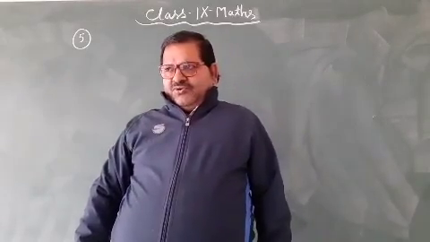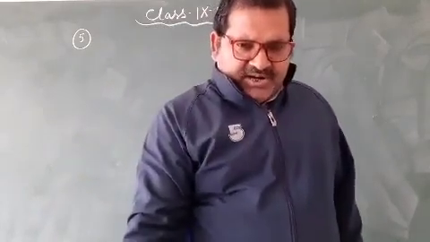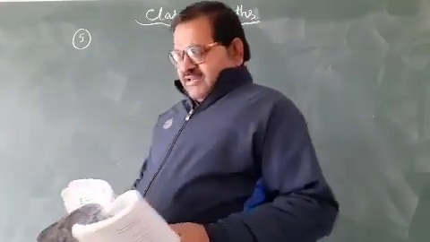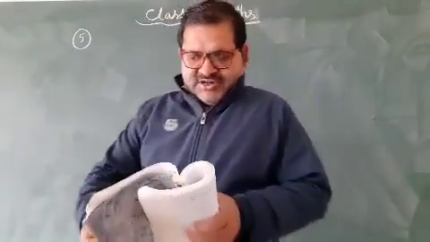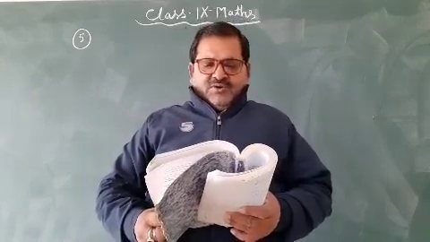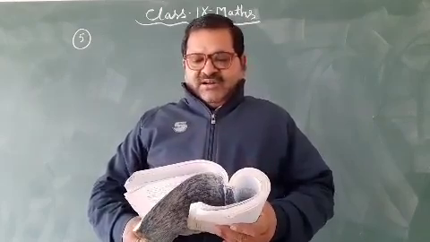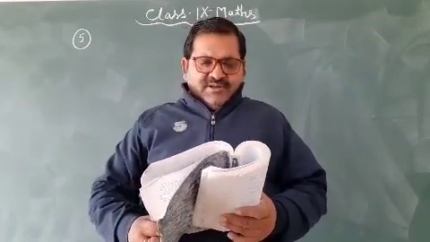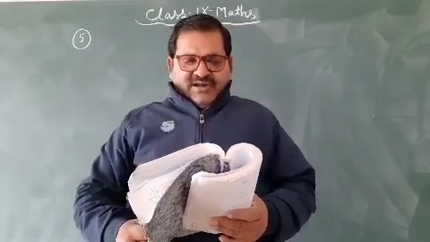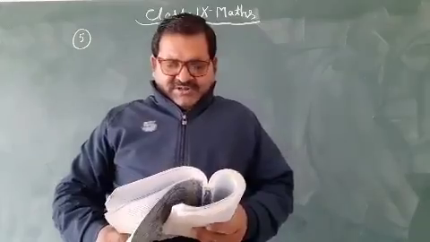So we discuss question number 5 of this exercise. The question is: it costs rupees 2200 to paint the inner curved surface of a cylindrical vessel 10 meter deep. If the cost of painting is at the rate of rupees 20 per square meter, find the inner curved surface area of the vessel, the radius of the base, and the capacity of the vessel.